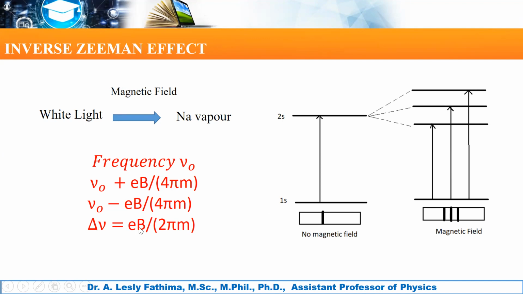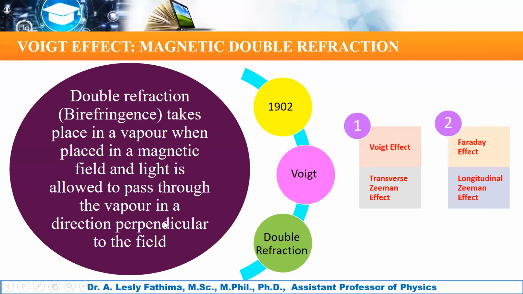Hence these two vibrations will move with slightly different velocities because they have different refractive indices, leading to a rotation of the plane of vibration. This is what we have studied in the Faraday effect. Delta nu increases with B, and so does the Faraday rotation.